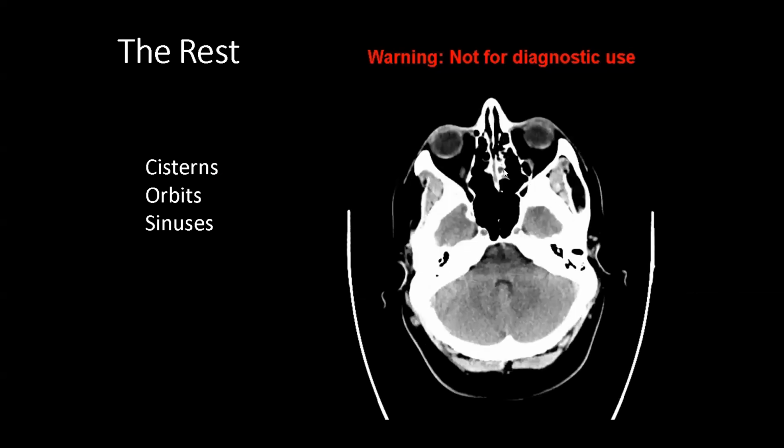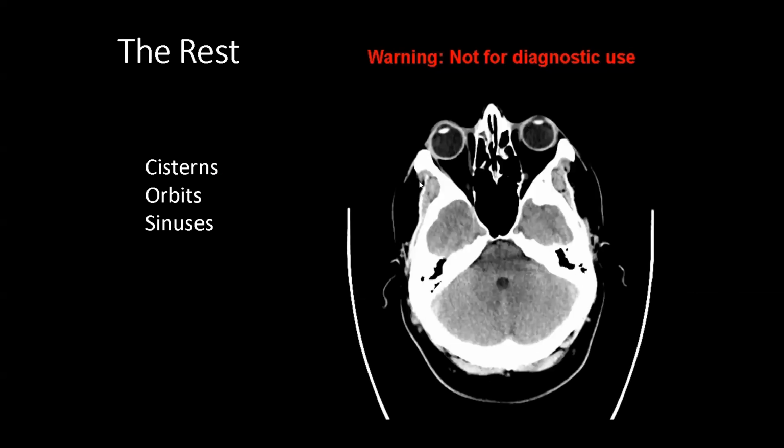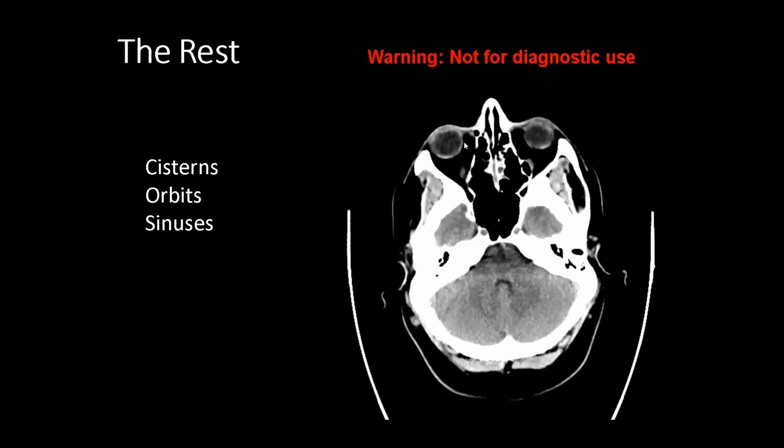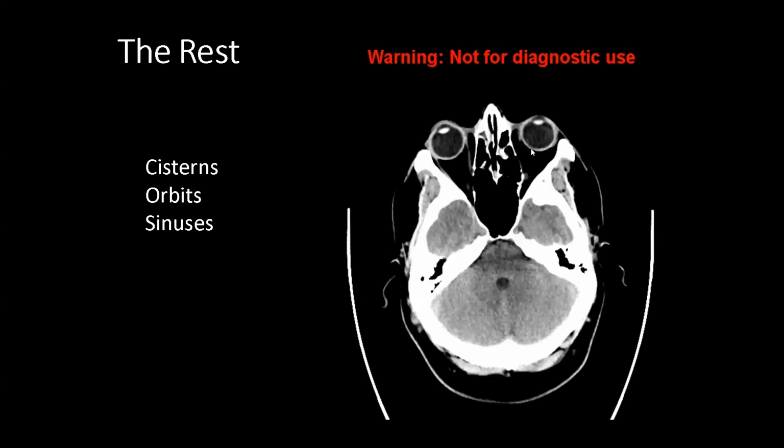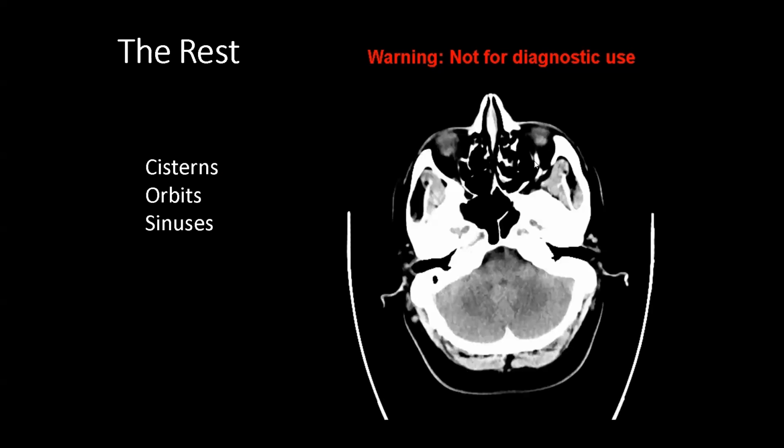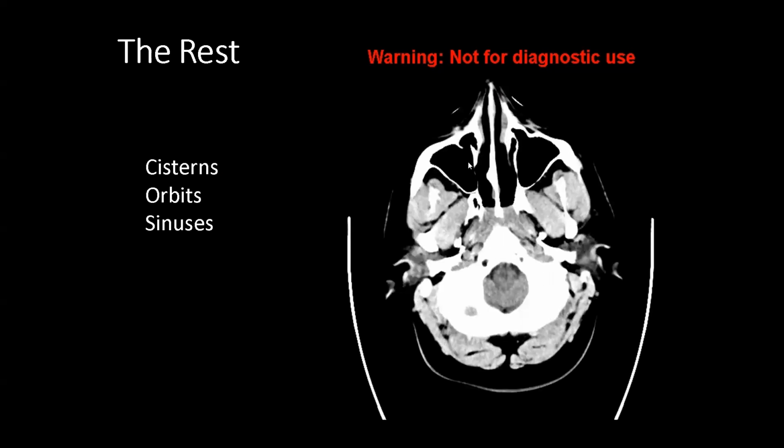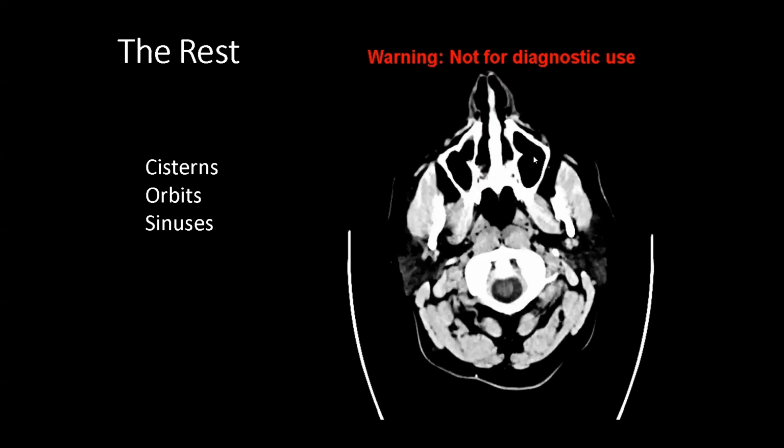And the last structures that we need to not forget to look at, which we're not going to go into detail for the purpose of this talk, again, just because I wanted to get you grossly oriented to the anatomy so we can focus on the interpretation in our next video, are the orbits. So you may have to make sure you scroll through the orbits and the globes to make sure there's no mass, asymmetry, hematoma, that sort of thing. And our sinuses, which are these air-containing paranasal structures.